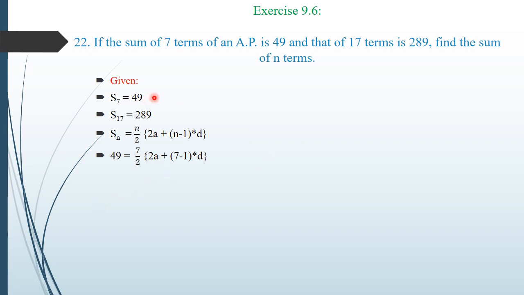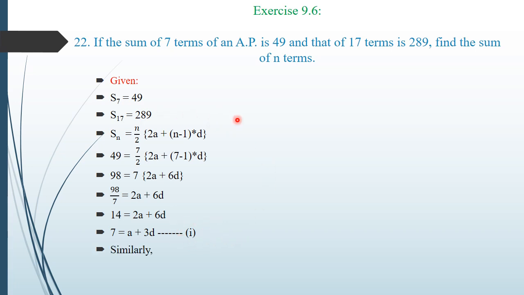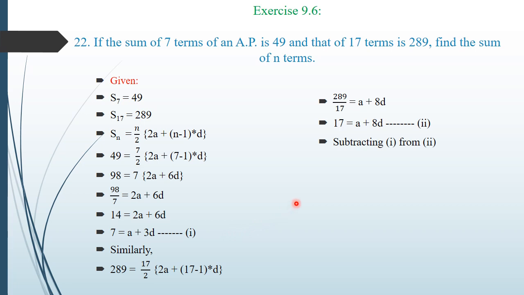Using the first information, that is S7 equal to 49, I'll substitute in this equation. Therefore, 49 is equal to the sum up to 7 terms. Therefore, 7 by 2 into 2a, because I don't know a, and d is also unknown, and n is 7, minus 1 into d. Now simplifying this, I get an equation here, that is 7 equal to a plus 3d. This is equation number 1. Similarly, I will solve for this term also. When I do it, I'll get one more equation, that is equation number 2.